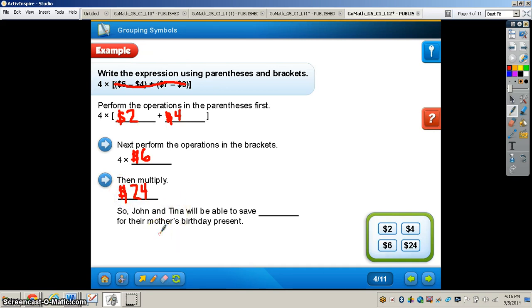Okay, so we can see from the problem on page 52 in your book, John and Tina will be able to save $24 for their mother's birthday present.